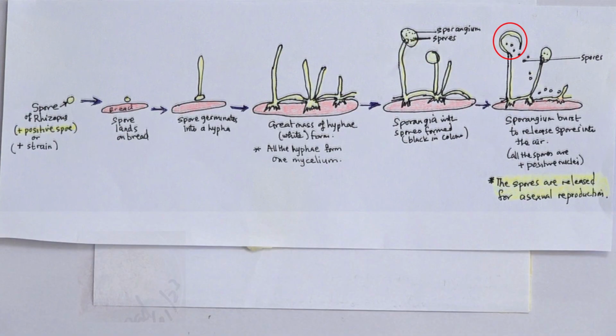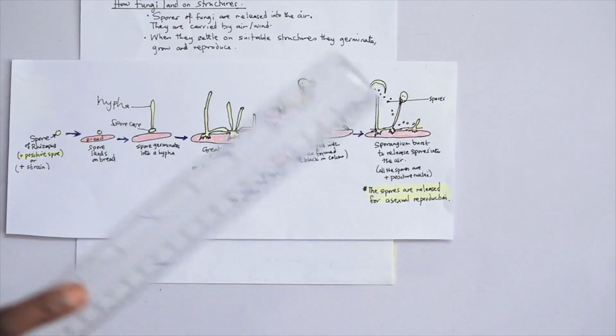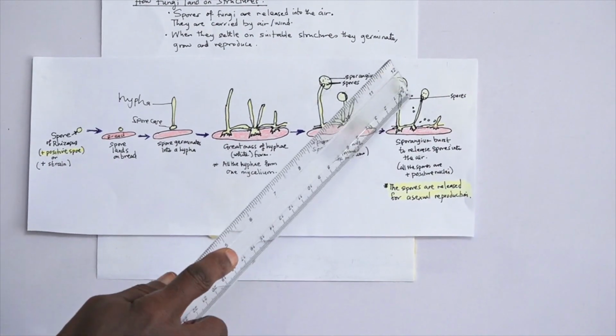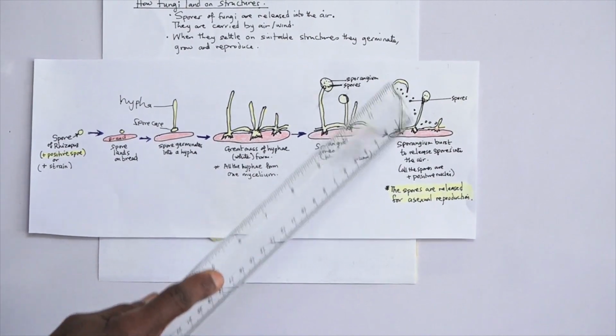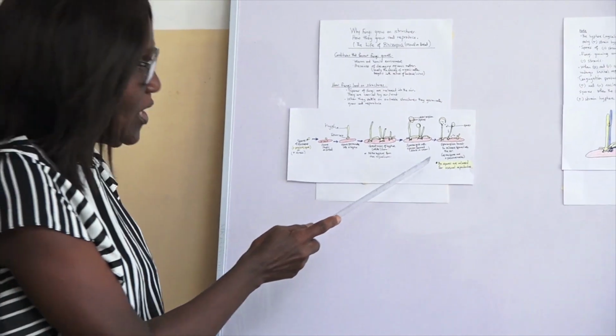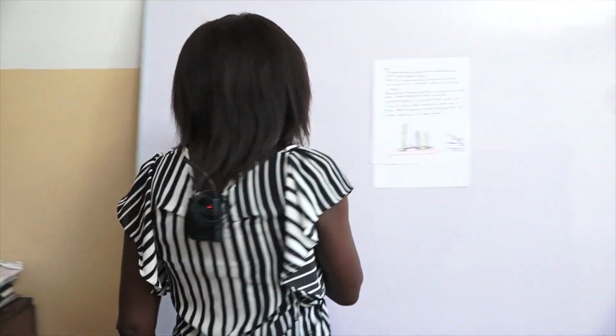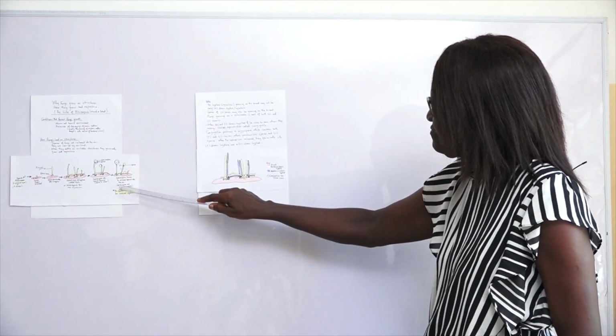Now, when the sporangium matures and dries, it bursts open and releases the spores. So this sporangium has released its spores. The wind carries them, and they fall on other structures, like bread, and grow. These spores were produced asexually, and these spores will go and do asexual reproduction. We'll come to asexual reproduction. So this is how fungi spores land on structures and grow.